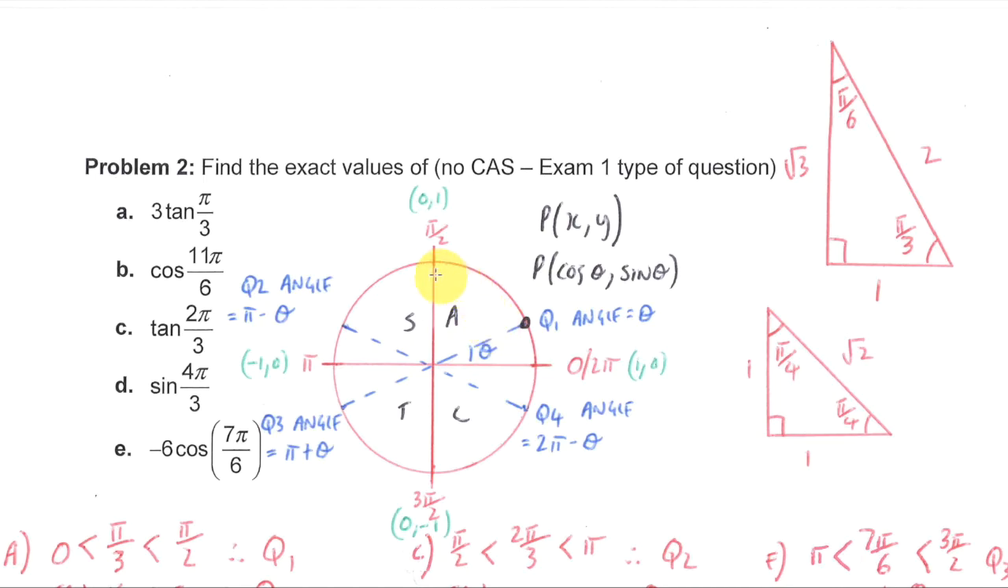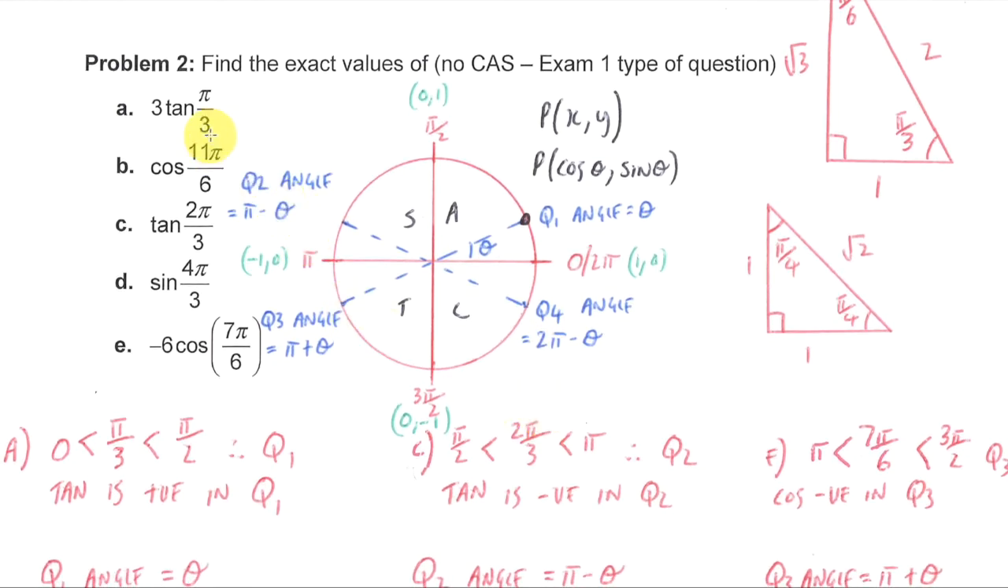And remember that any angles in the unit circle can be related back to an equivalent angle theta in the first quadrant. And these are the rules to get there. So quadrant 2 angle equals pi minus theta. Quadrant 3 angle, we start at pi and add theta. Quadrant 4 angle, we start at 2 pi and we subtract theta. So just remember that.